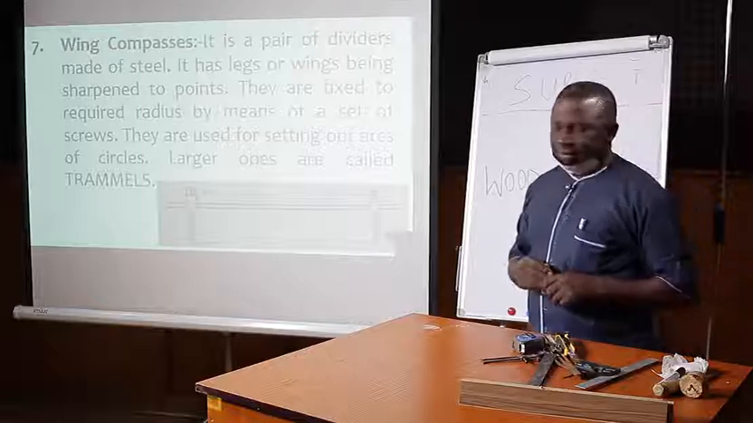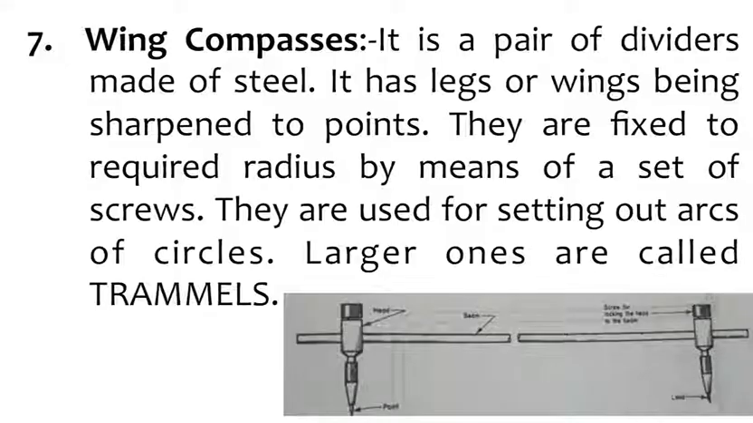The next one is the wing compass. The wing compass is a pair of dividers made of steel. It has legs or wings sharpened to points. They are fixed to a required radius by means of a set of screws. They are used for setting out arcs of circles.